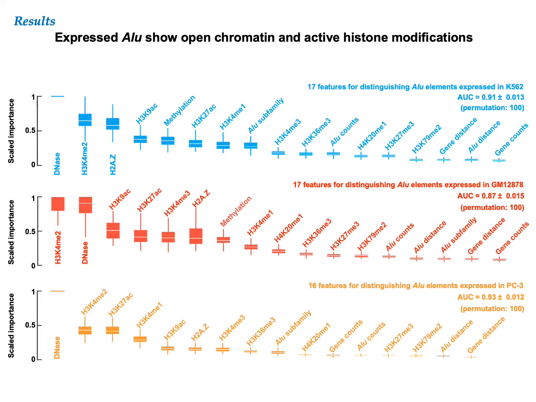We asked which epigenetic signals were the most important for the excellent performance of these random forest classifiers. And across all 3 cell lines, chromatin accessibility and histone marks associated with active enhancers, such as H3K4me2 and H3K27ac, showed the highest importance.